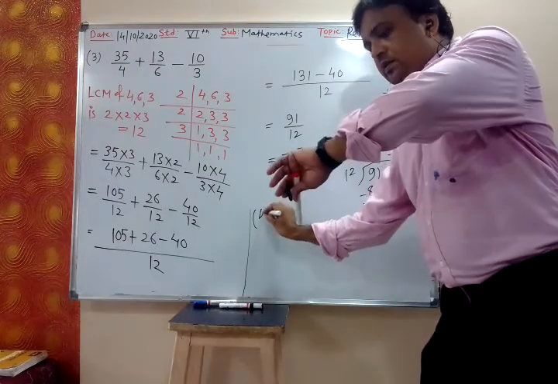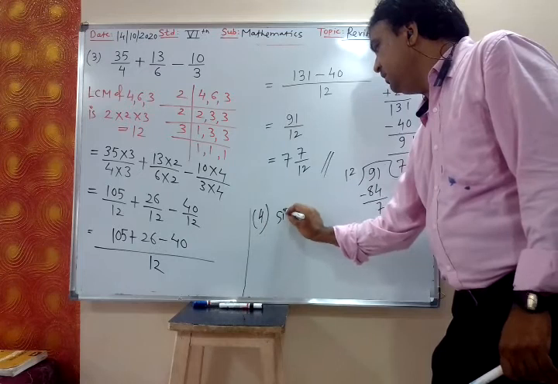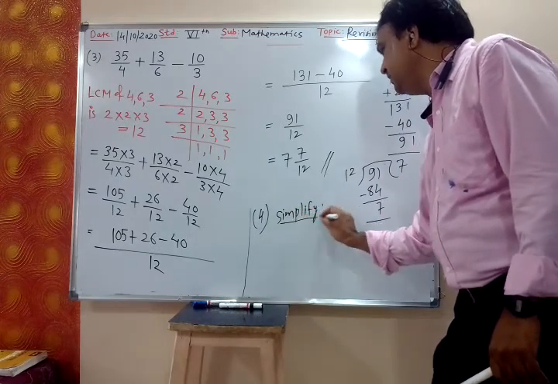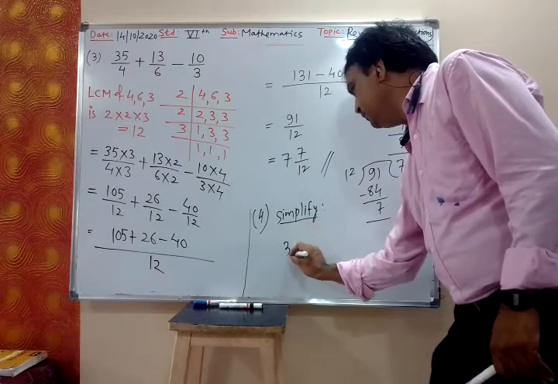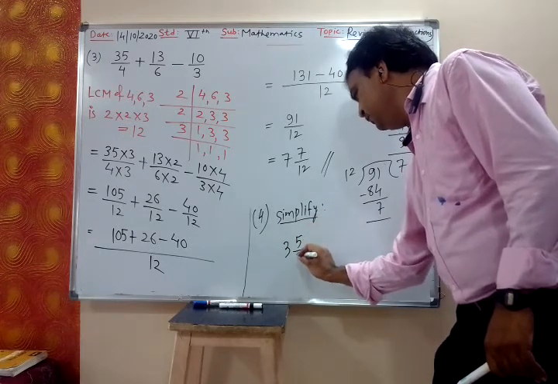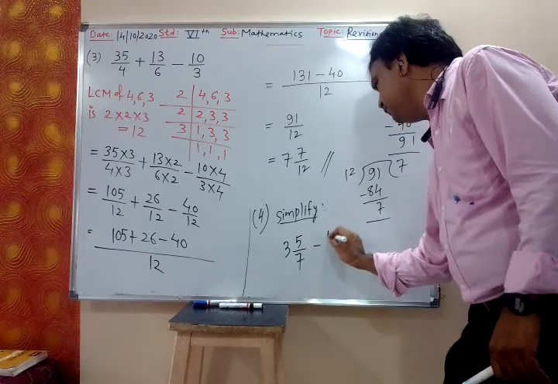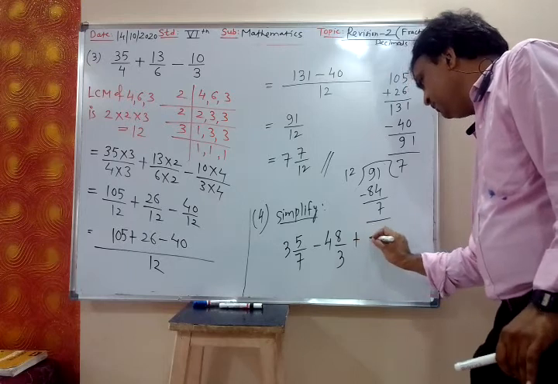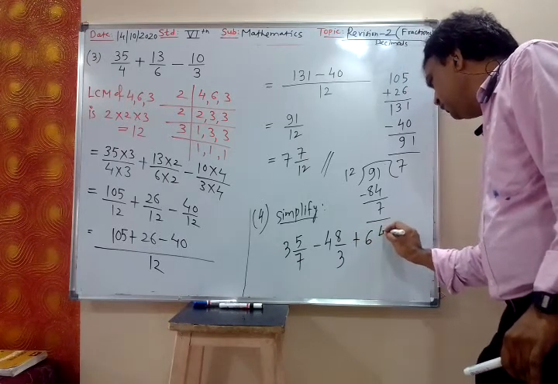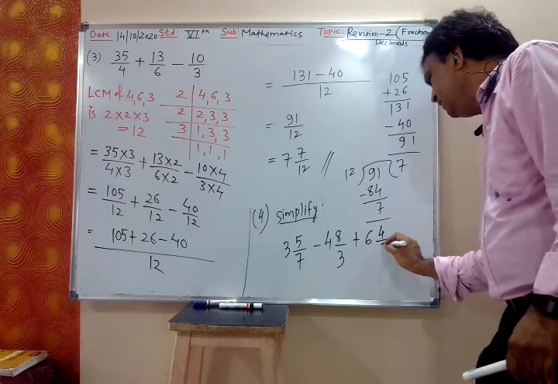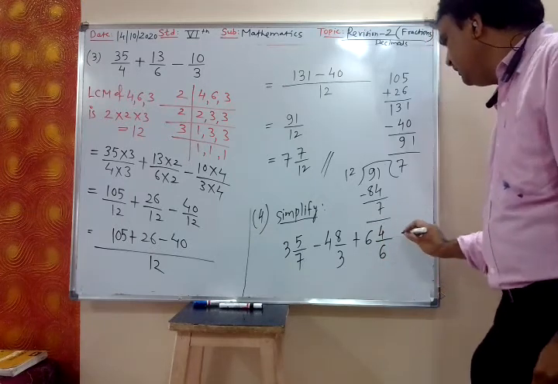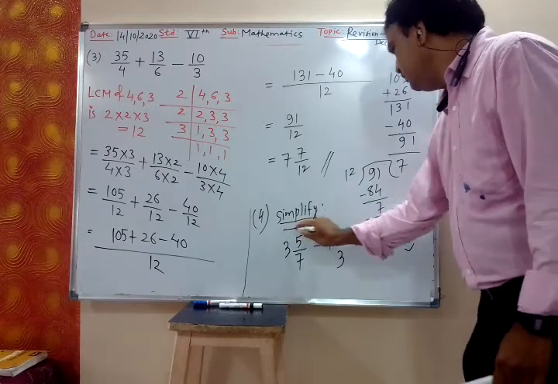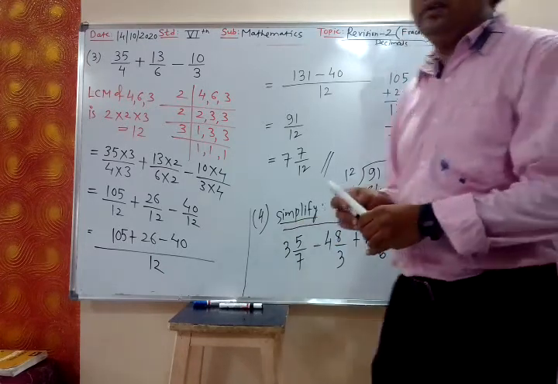See, 3 minutes are there. Now I will check this. Who will simplify this fast? 3 and 5 upon 7 minus 4 and 8 upon 3 plus 6 and 4 upon 6. Start solving this, simplify the last part and show me.